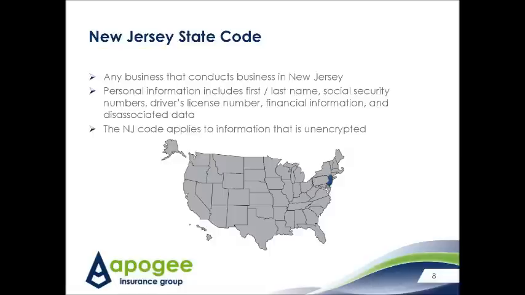In particular, this is from the law itself. It pertains to any business that conducts business in New Jersey. And then they outline basically what PII is for their regulations. And in this case, it's your first name, last name, social security number, driver's license number, financial information, and most importantly, disassociated data. It's kind of a vague term.